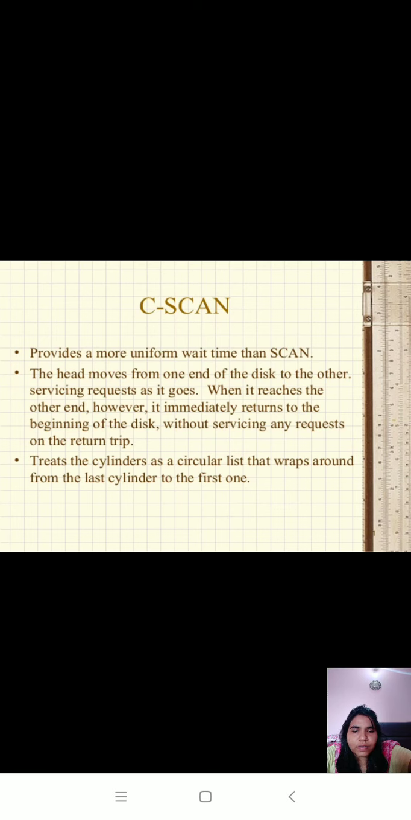Now see what is going on in CSCAN. It provides a more uniform wait time than SCAN. The head moves from one end of the disk to the other, servicing requests as it goes. When it reaches the other end, however, it immediately returns to the beginning of the disk without servicing any requests on the return trip. It treats the cylinders as a circular list that wraps around from the last cylinder to the first one, right?